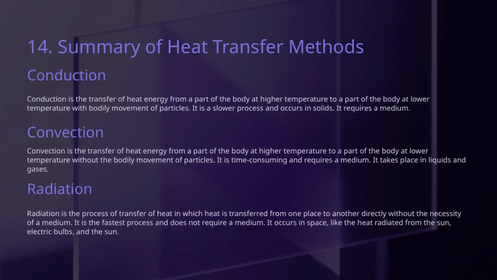Now, let's briefly review the different methods of heat transfer we've discussed. First, radiation. Radiation is quite fascinating because it involves the transfer of heat without any medium involved. It happens directly through electromagnetic waves, making it the fastest method. You can see this process in action with the heat from the sun, electric bulbs, or even fire radiating out into space. It's unique because it doesn't need air or any other material to carry the heat.